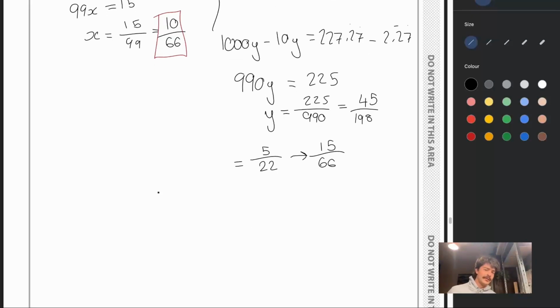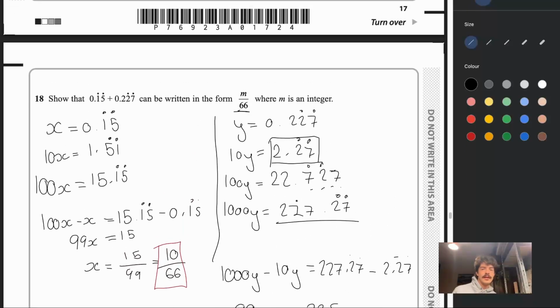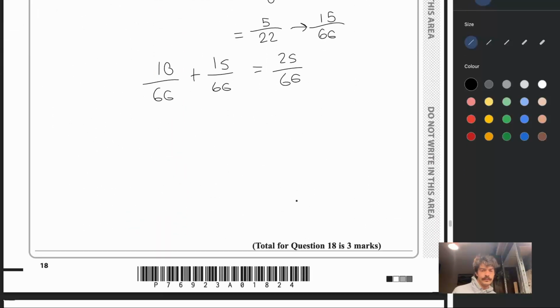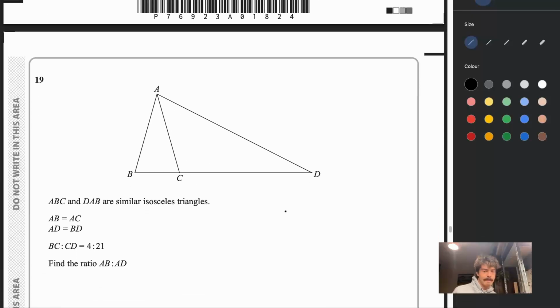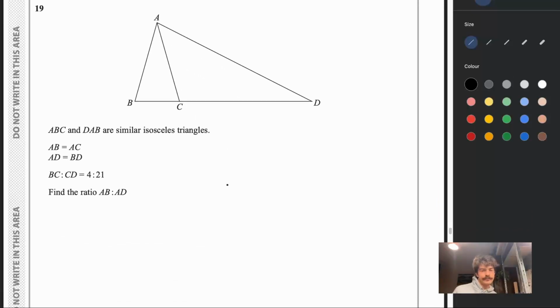And as such, we're left with our two fractions, 10 over 66 plus 15 over 66, giving you 25 over 66. And there's your integer m. Tough for 3 marks. Okay.